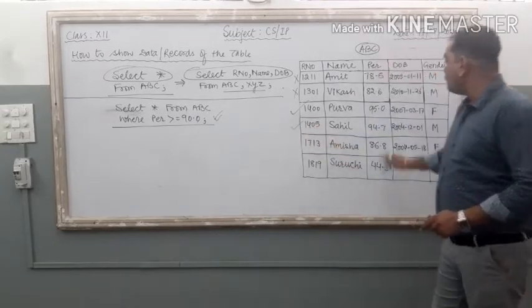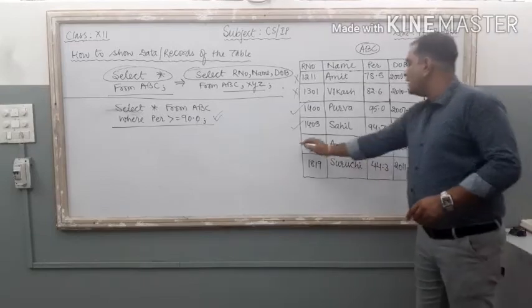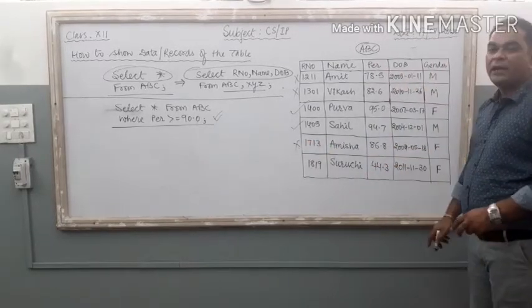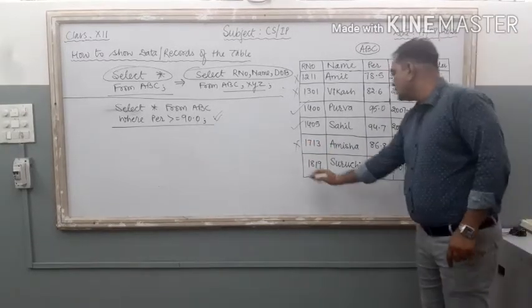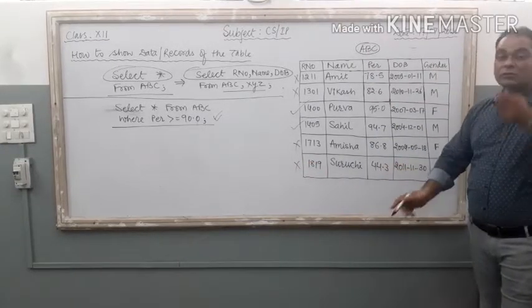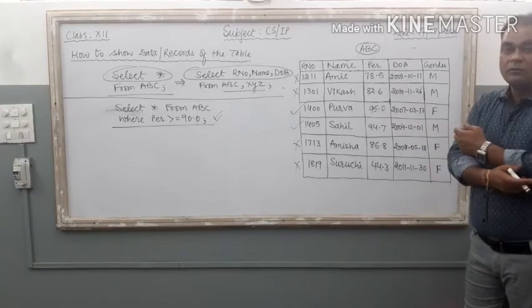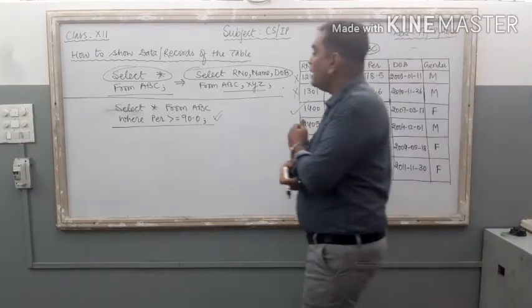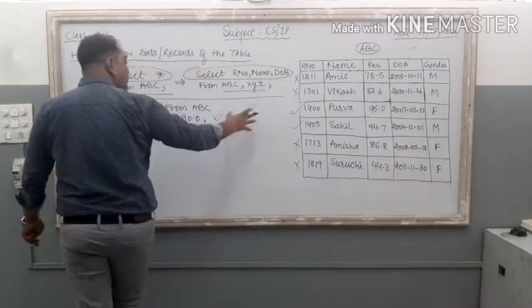Sahil, 94.7. It is also there. Now the third one, 86.8, is not there in this output. And the last one, 44.3, is also not there as an output, right? So with the help of the where command, we can filter the records from the table.